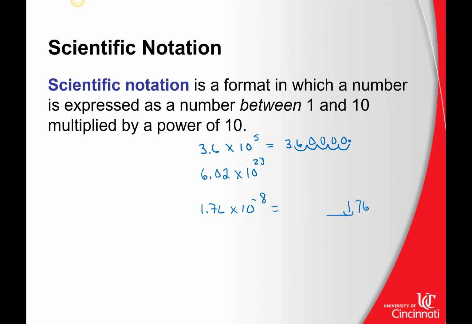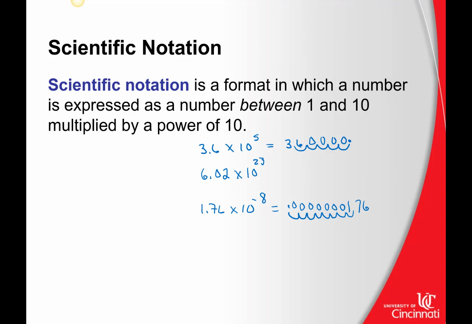So 1, 2, 3, 4, 5, 6, 7, 8. Put the decimal down and start dropping in the zeros. Once again, the danger is miscounting and leaving off a zero or adding one too many. The scientific notation protects you from that.